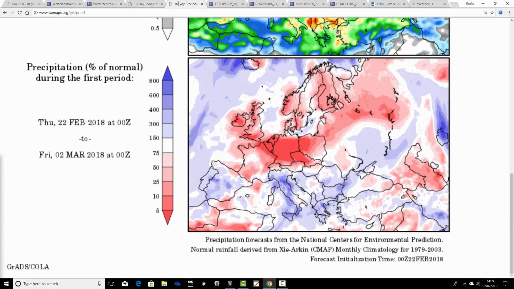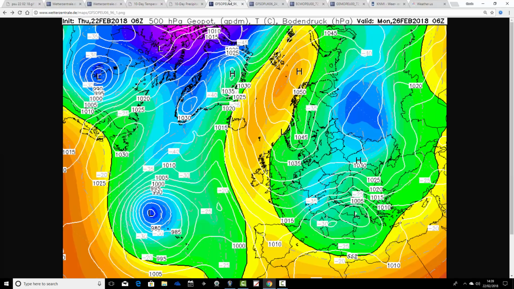Precipitation anomalies, they're looking drier than average, particularly through central, northern and western parts of Europe as well. So this is how the GFS is looking for Monday, and that's when we're starting to introduce the very coldest of the air from the east. So we have a high pressure area over Scandinavia. That is the so-called beast from the east.